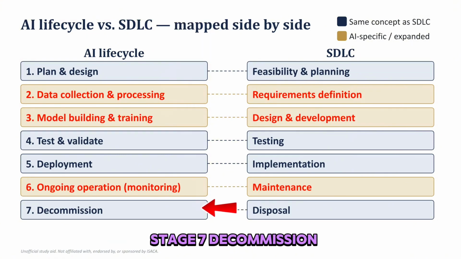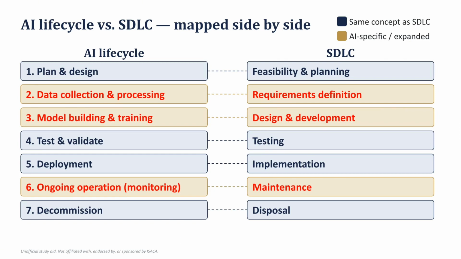Stage 7, decommission, next to disposal. Same concept, retiring the system safely, ensuring safe shutdown and responsible removal of model and data. So out of 7 stages, 4 are basically the same idea wearing a different name.